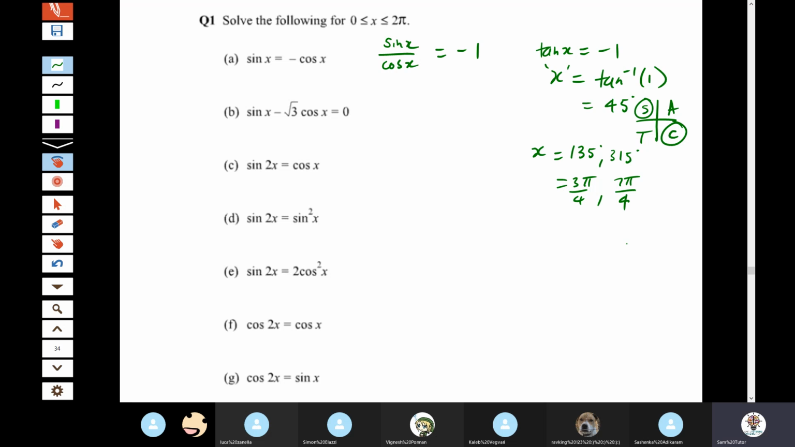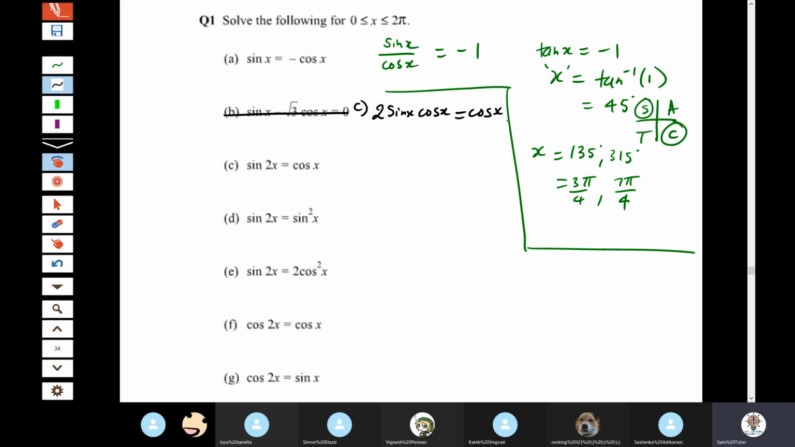What do you do with C? Think about it now. Sine 2x equals? 2 sine x cos x. Try to say the x's as well. Oh, 2 sine x cos x. All right, so C: 2 sine x cos x equals cos x.